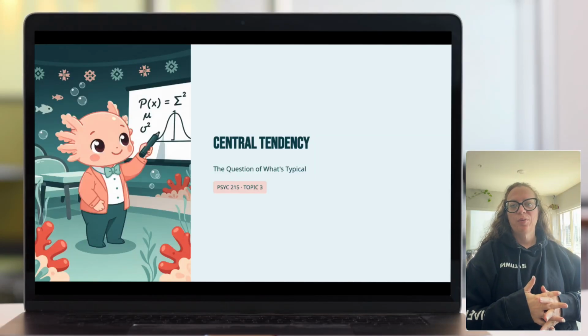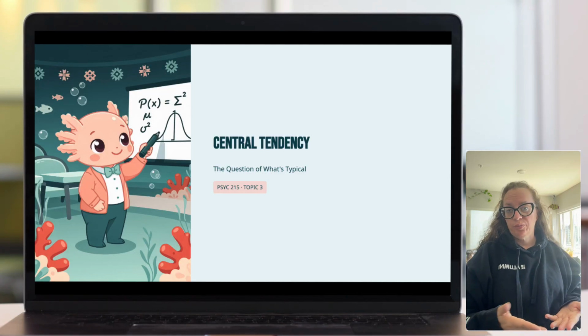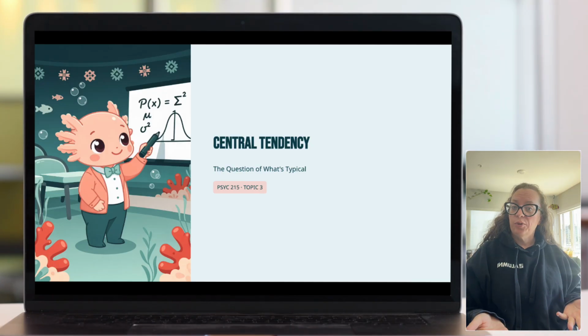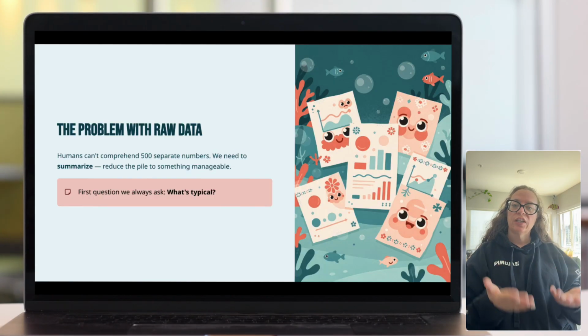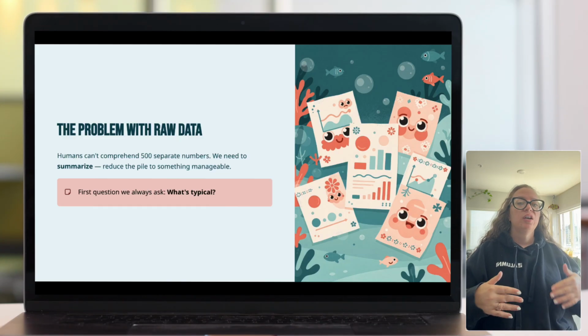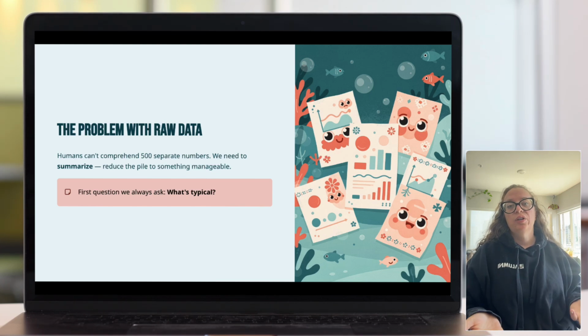Last week, we talked about measurement, about the gap between constructs and operationalizations, about reliability and validity, about the different levels of measurement. So we talked about the fundamental challenge of trying to capture something abstract with something concrete, right? So today we're going to start talking about what you do once you have measurements. So you've collected data, you have numbers, maybe hundreds or thousands of numbers: test scores, reaction times, income figures, symptom ratings, survey responses. Okay, so now what?